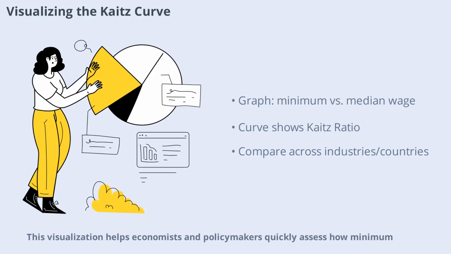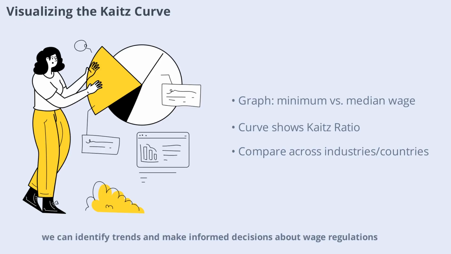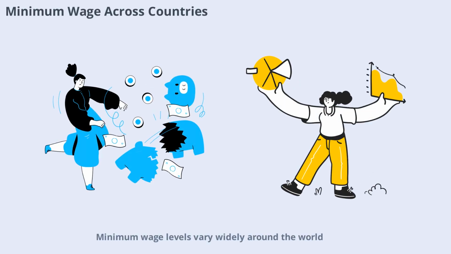This visualization helps economists and policymakers quickly assess how minimum wage policies compare and where they might have the greatest impact. By examining the shape and position of the Kaitz curve, we can identify trends and make informed decisions about wage regulations. Minimum wage levels vary widely around the world.